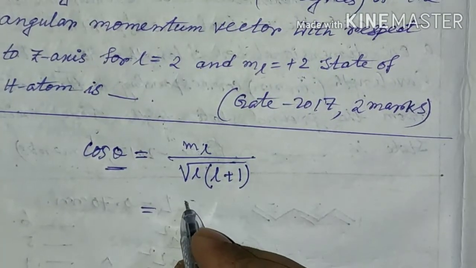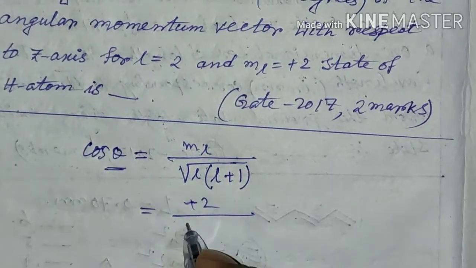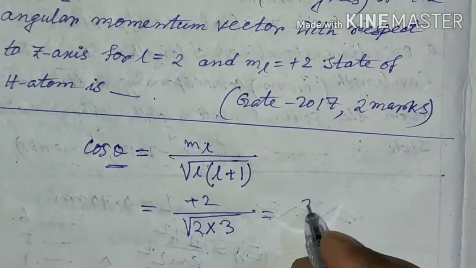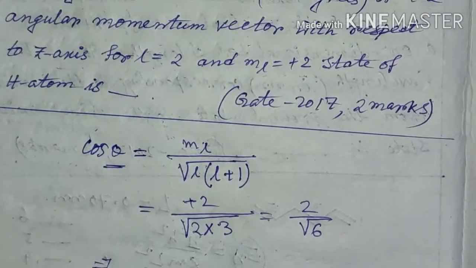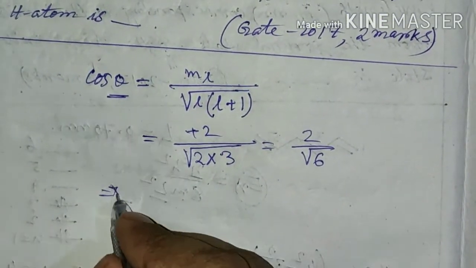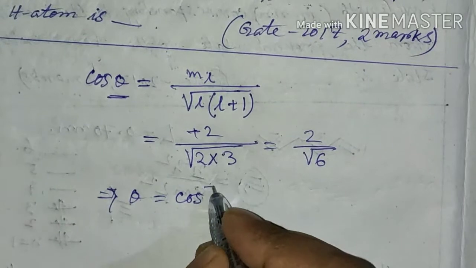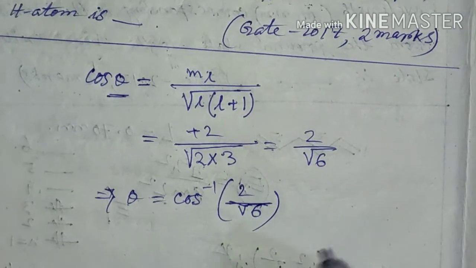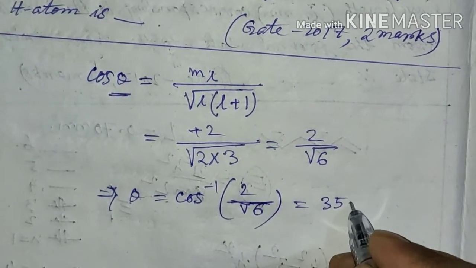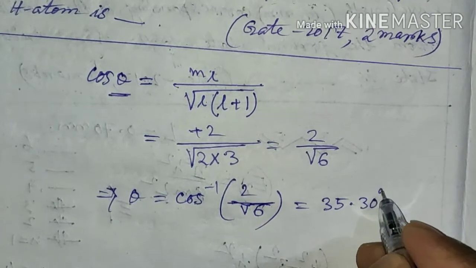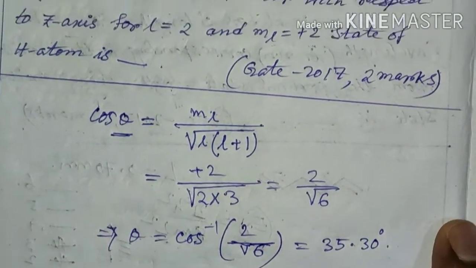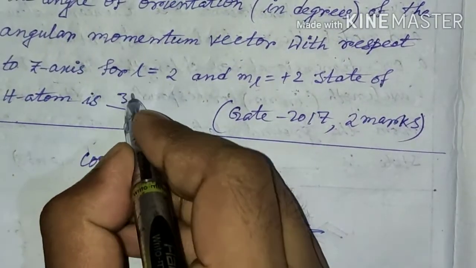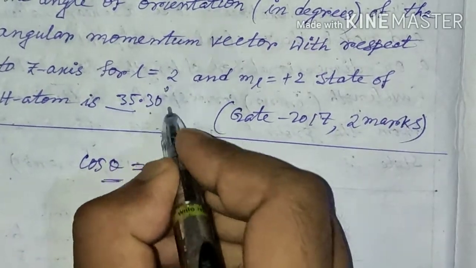Here ML is equal to plus 2 and value of L is equal to 2, so it will be 2 by root 6, and the value of theta will be cos inverse 2 by root 6. If you calculate the value from calculator, you will get that the angle is 35.30 degree. That is the angle between the angular momentum vector with respect to z axis is 35.30 degree.